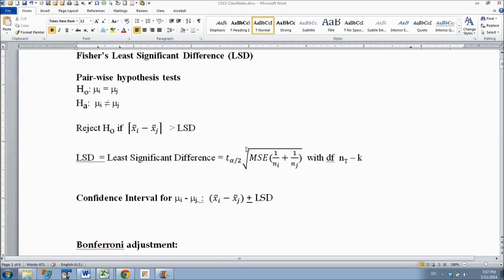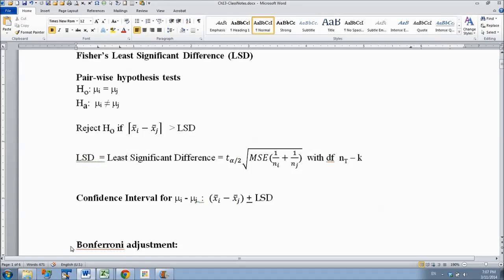And the formula for LSD is the t-table value times the square root of MSE multiplied by 1 over n sub i for the sample i plus 1 over n sub j. And the degrees of freedom for finding the t-table value comes from MSE. We can also construct a confidence interval for mu sub i minus mu sub j by simply taking the difference in the sample means and using LSD as the margin of error.